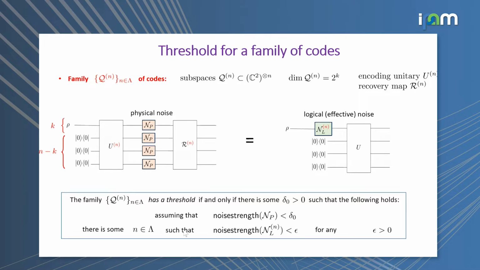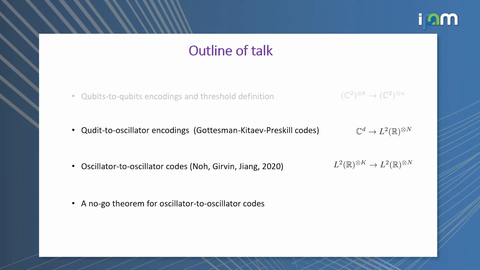So if this is the case, we can find some code with maybe lots of qubits, such that the effective logical noise is very weak, weaker than any value epsilon. And as you will know, this can be done, for example, using stabilizer codes for natural error channels. Okay, so let me now get to the next point, which is encoding qubits into oscillators.